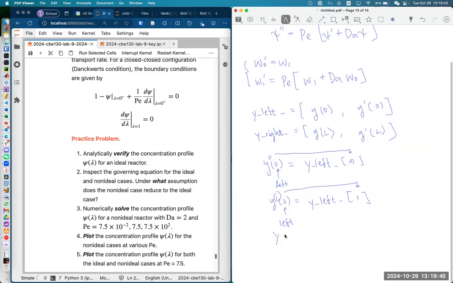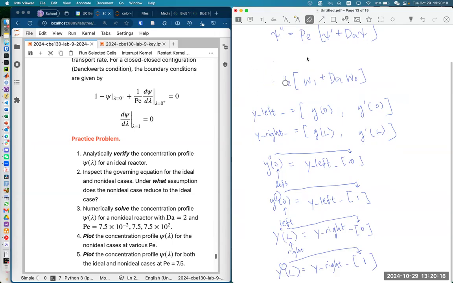If I have y of L, first it's on the right boundary. So we have y right. It's the 0th derivative, the original function, so the index should be 0. And for y prime of L, it is a right condition, so y right. It is the first derivative, so the index is 1. Okay, so now we can write our boundary conditions.